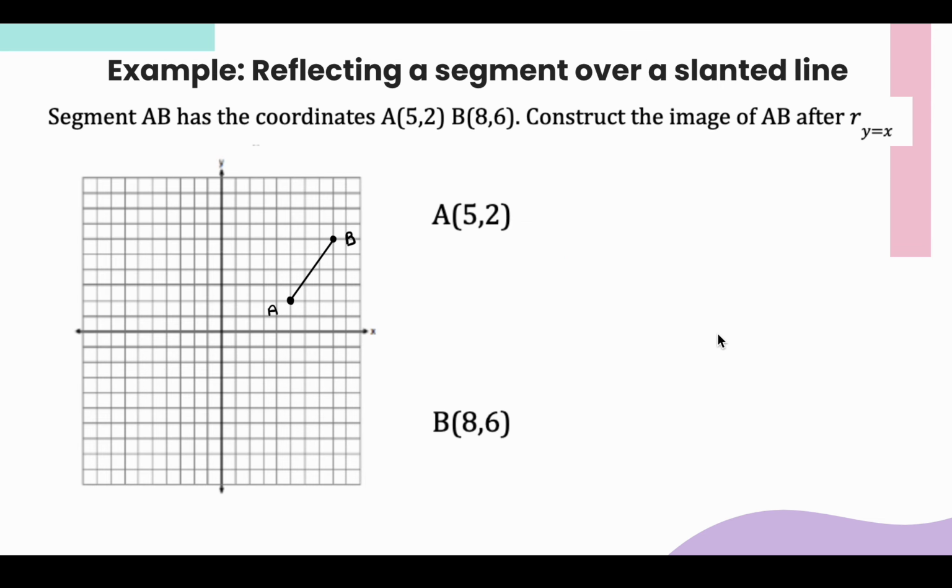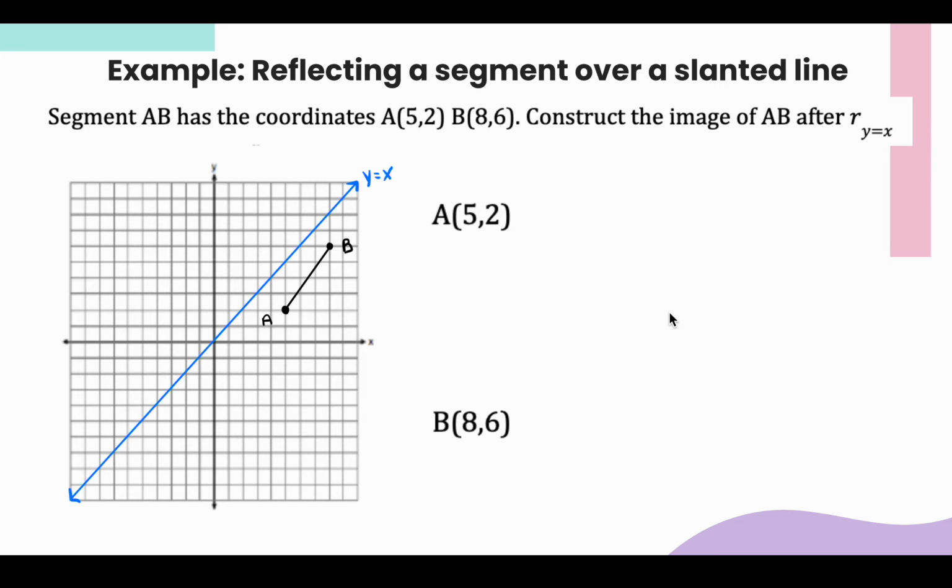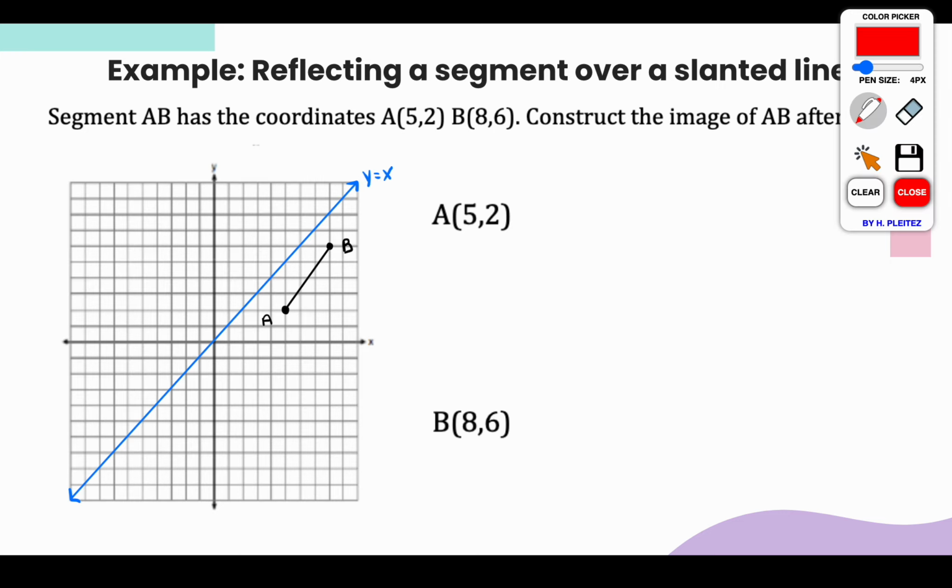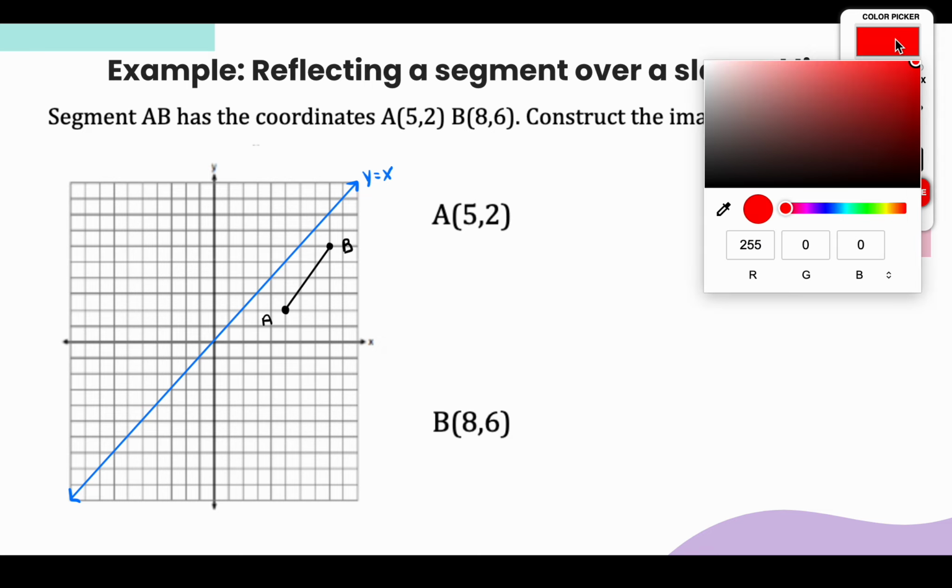So segment AB has the coordinates of A (5, 2) and B (8, 6), and we want to construct the image of AB after a reflection over the line y equals x. The line y equals x is a foundational line that you should remember what it looks like, but again, if you forget, you can go to your calculator. Now the only difference in creating this mirror image is that we are going to be counting in 2 directions. Let me show you what I mean by that.